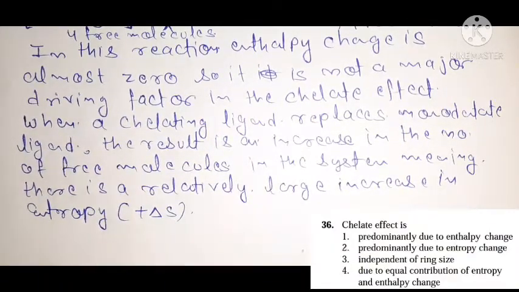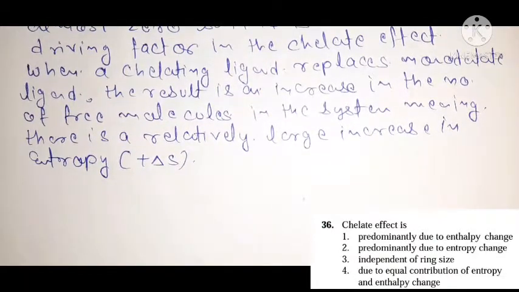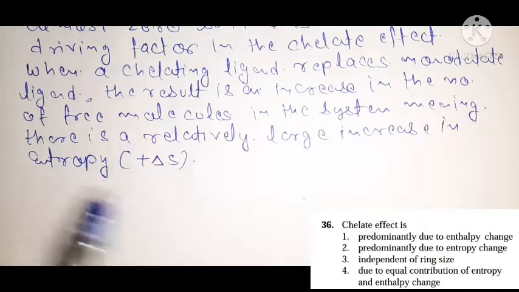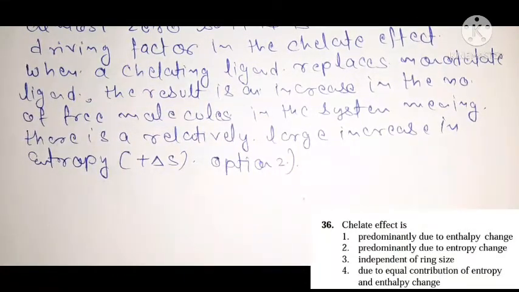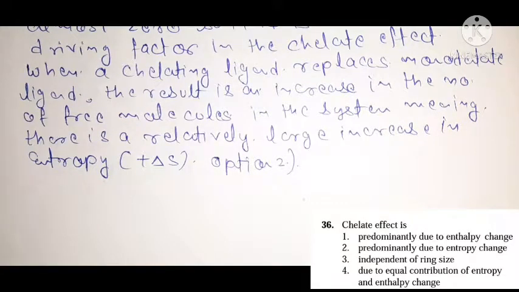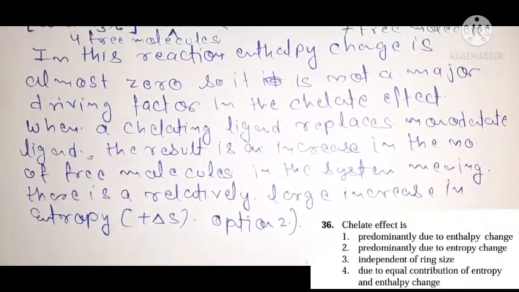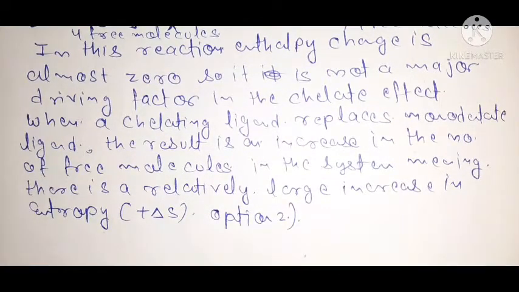Okay, so enthalpy change is almost zero, but entropy change is considerable. So there is a large increase in entropy when a chelating ligand replaces monodentate ligand. So that means chelate effect is predominantly due to entropy change. Or you can say entropy change is a primary driving factor for the chelate effect. So according to this result, your option second is the correct answer for this question. That is, chelate effect is predominantly due to entropy change in the system. Okay, there is no change in enthalpy. Okay, I hope you understand it.